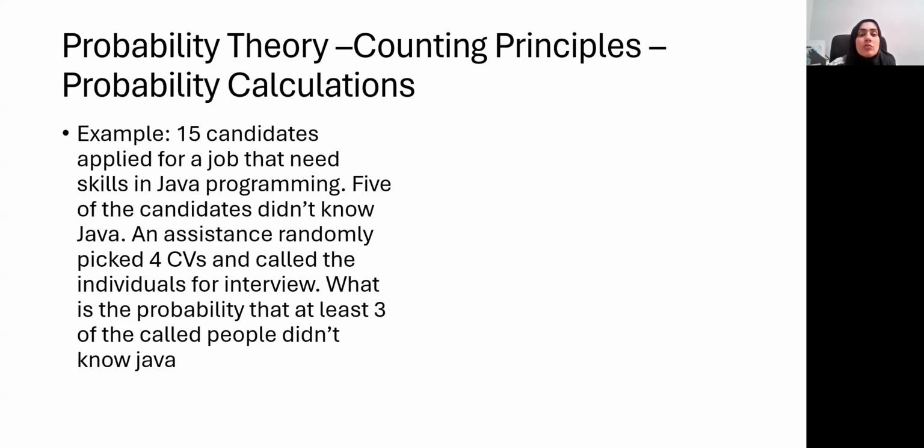Let's consider another example so that we understand the concept better. It says that 15 candidates applied for a job that needs skills in Java programming. 5 of the candidates did not know Java. Now, an assistant randomly picks 4 CVs and calls the individuals for interview. What is the probability that at least 3 of the called people did not know Java? Now, clearly, we need to find the probability of an event, and the event says that among the 4 CVs that were picked randomly, or a sample of size 4 taken from this pool of 15 items, at least 3 of them possessed a certain characteristic.